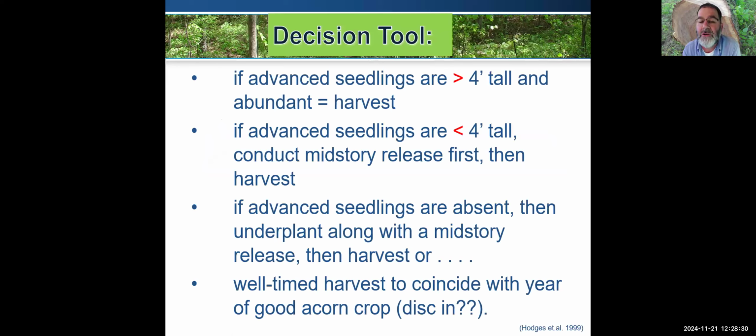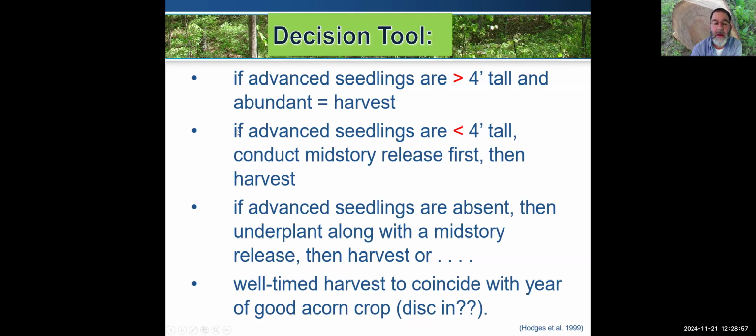So here's your decision tool. Let's say you're wanting to harvest some overstory trees, but at the same time, you want to have good oak regeneration for the future. And here's your decision tool. If the advanced seedlings are there in a good enough abundance and they're tall, then you're free to harvest. Those trees, many of them should do fine. Even if they get smashed in the process, they've developed good root systems and they should come back.